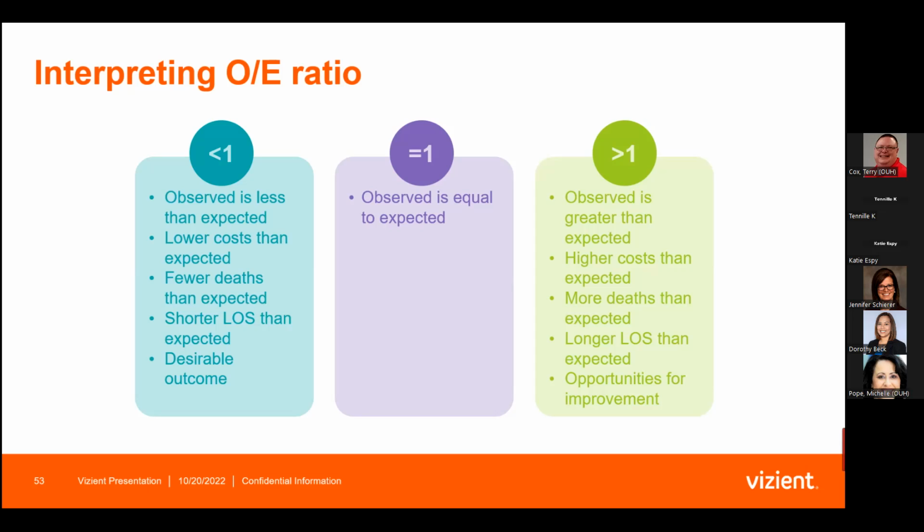Now, occasionally, the O over E ratio is equal to 1, in which the observed is exactly what we have predicted, purple box. And whenever that index is more than 1, green box, the hospital has opportunities for improvement because their observed direct cost, death rates, and length of stay were greater than we predicted, based on those values that we talked about.